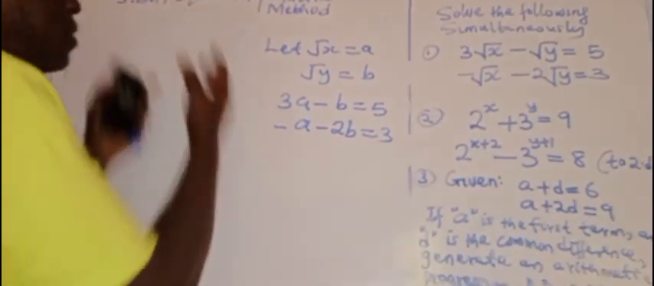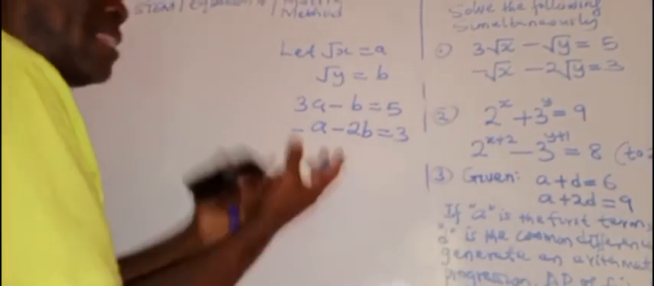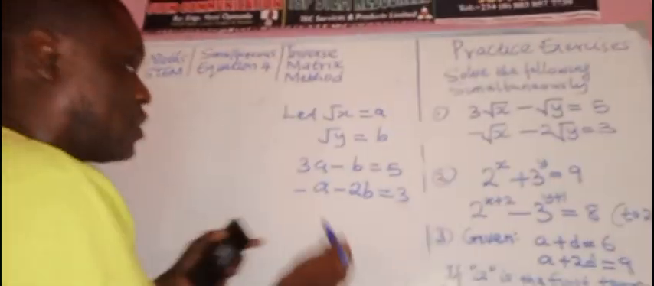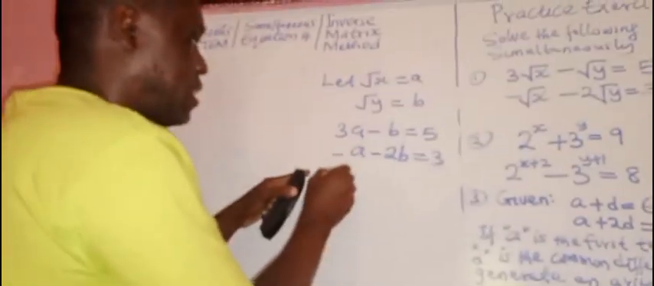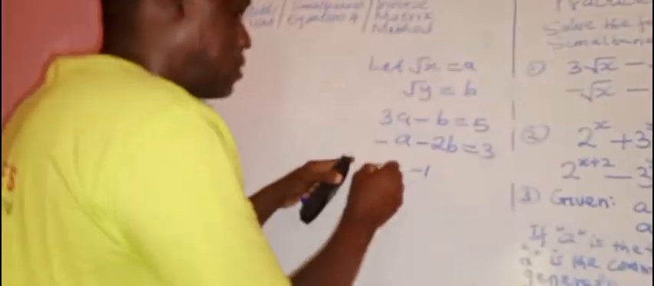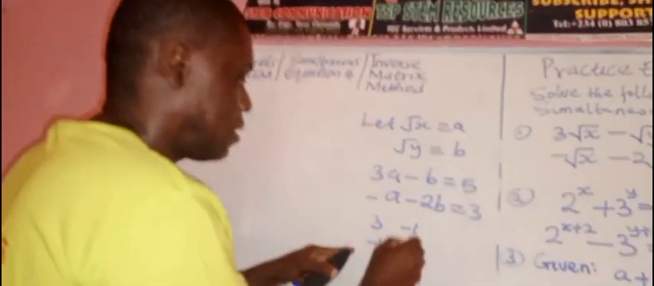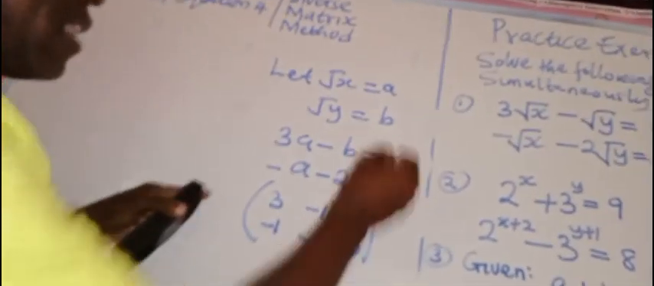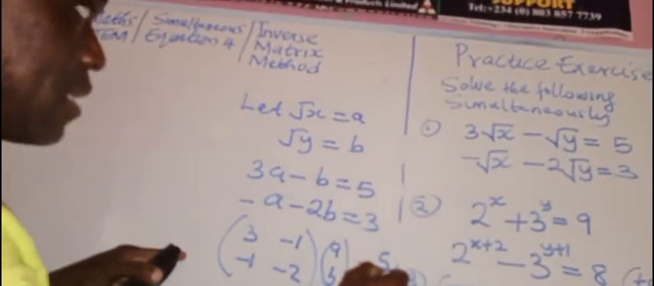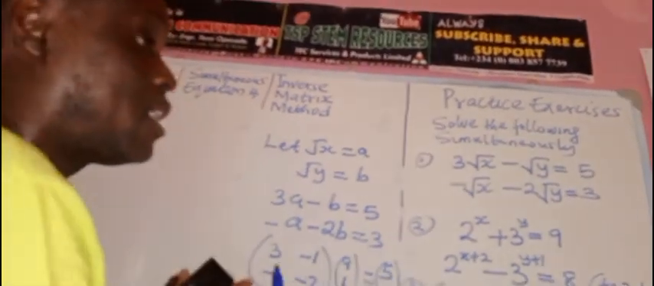So you can use this method or any other method, but in this case I want to use inverse matrix method. Just render this to matrix form. The coefficient 3 minus 1 minus 1 minus 2. What you are looking for, A and B, in matrix form A, B. Then the result 5 and 3. Then you can get this solved using this method or any other method. There are so many methods you have been exposed to now in simultaneous equation.